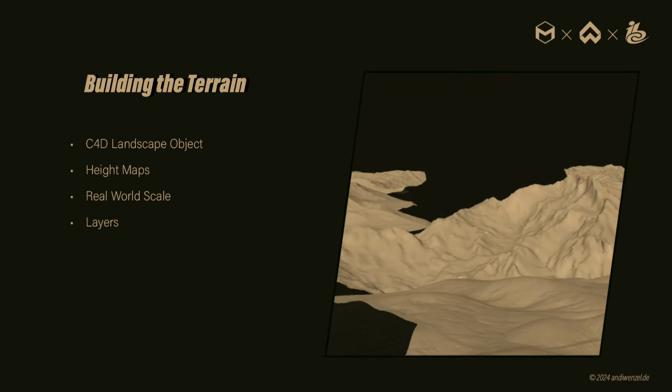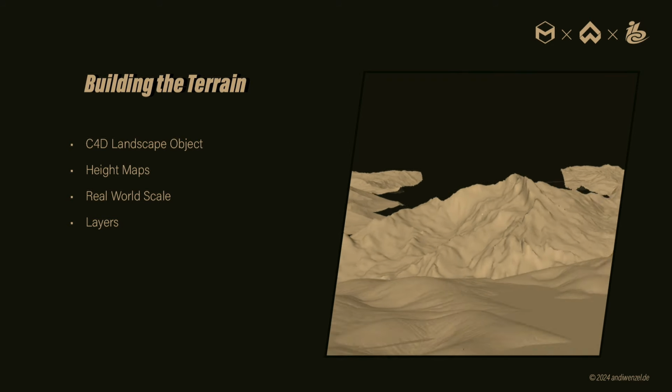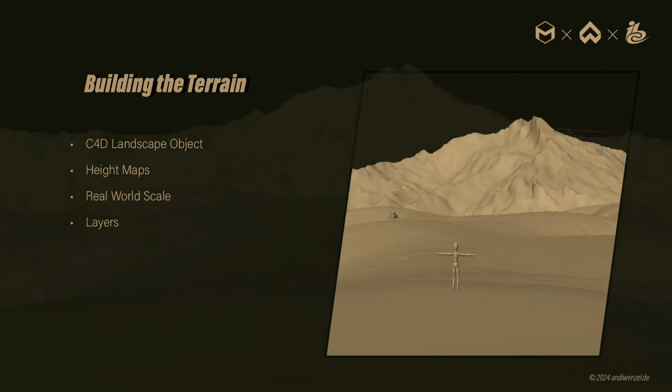So when you build your terrain, you can already think about these layers that I told you before. Think about what is your foreground, your middle ground, your background, so you already know where to put more details in the end.